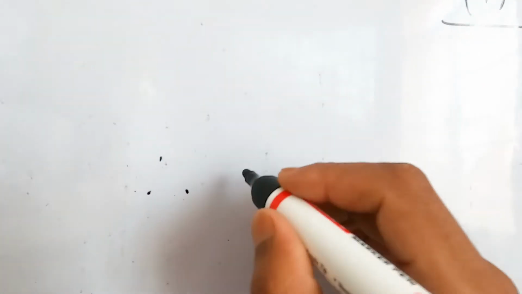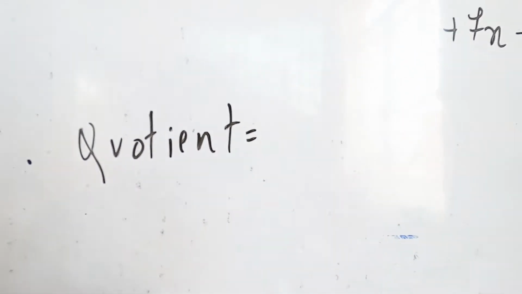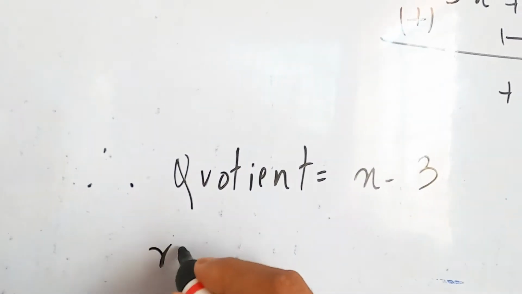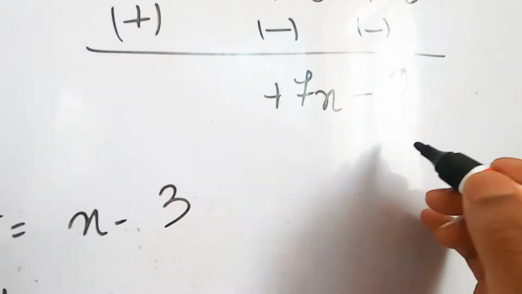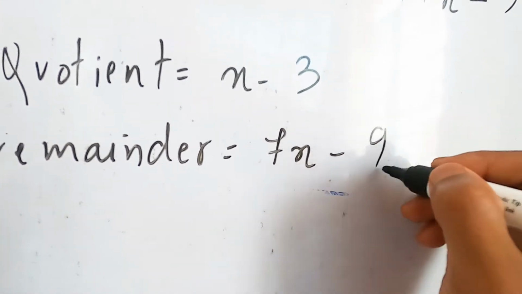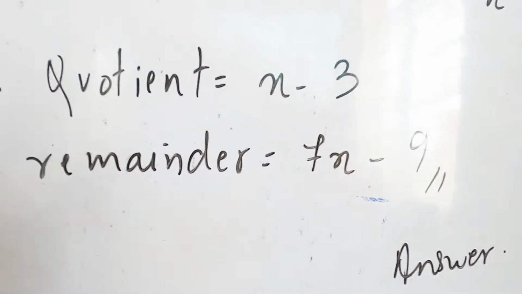So in this case we will write therefore quotient will be x minus 3 and remainder, so this will be your remainder 7x minus 9. All right, so this will be your answer.